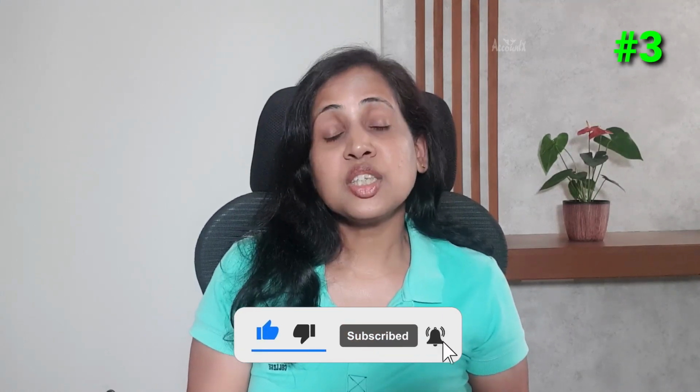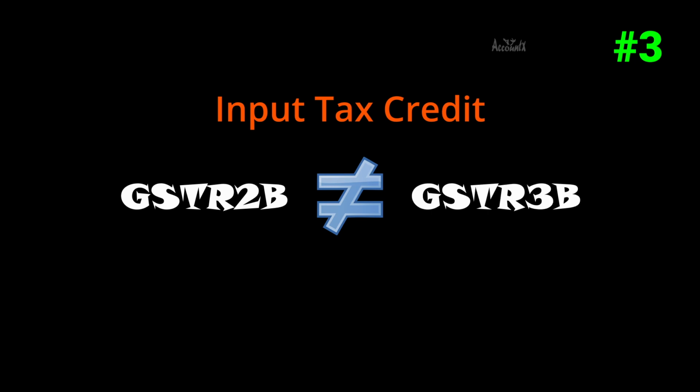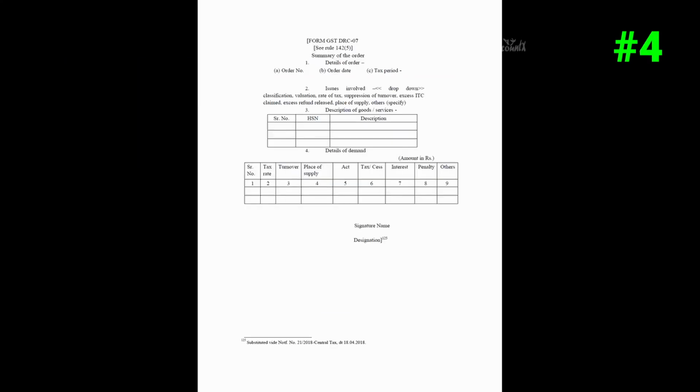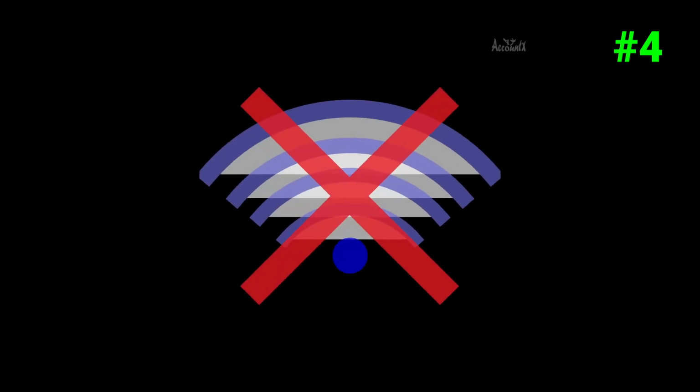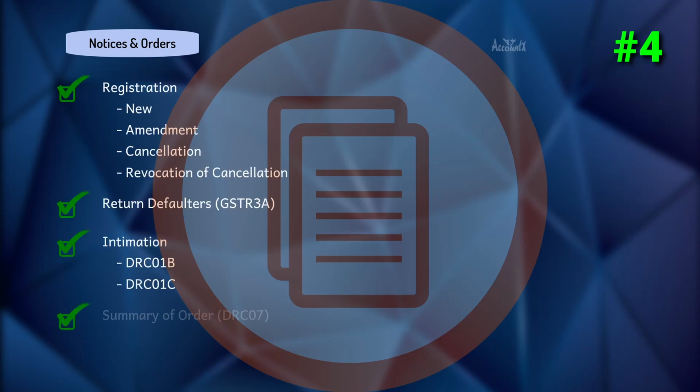3. Intimations. This could be because of mismatch in GST liability between your GSTR1 and GSTR3B, in which case you get intimation in form DRC01B. Or mismatch of input tax credit between your GSTR2B and GSTR3B, in which case you get intimation in DRC01C. 4. Summary of assessment orders which are issued in form DRC07 if notice or proceedings are held offline. So for all these instances, you can find notices and orders in this tab.